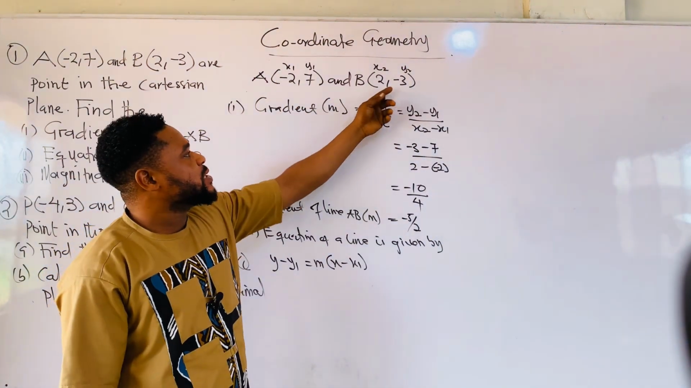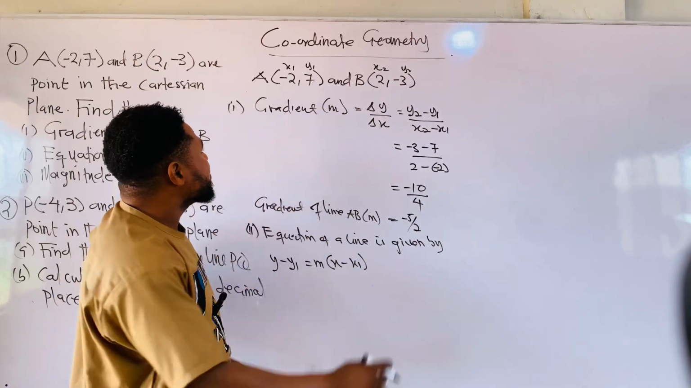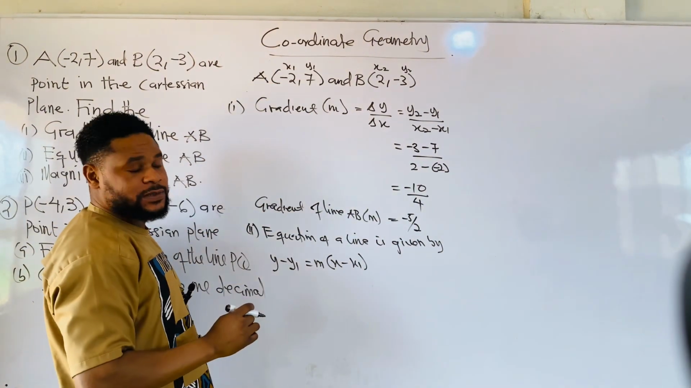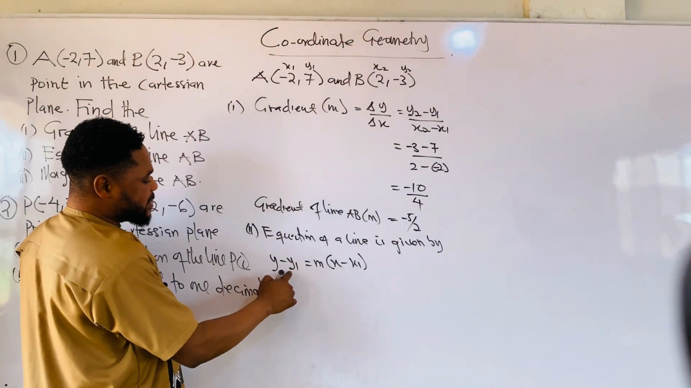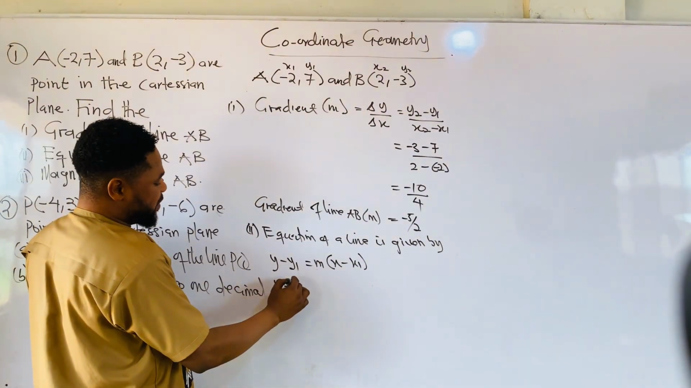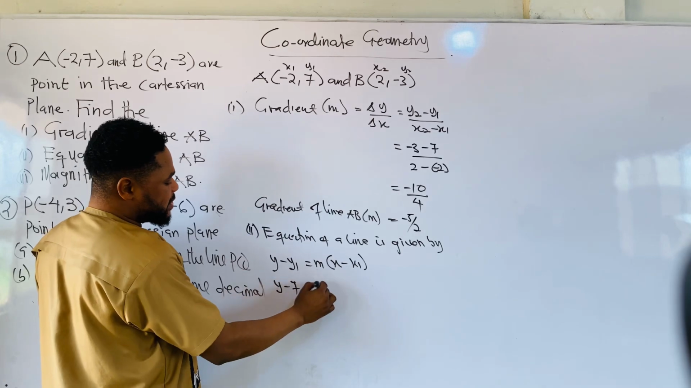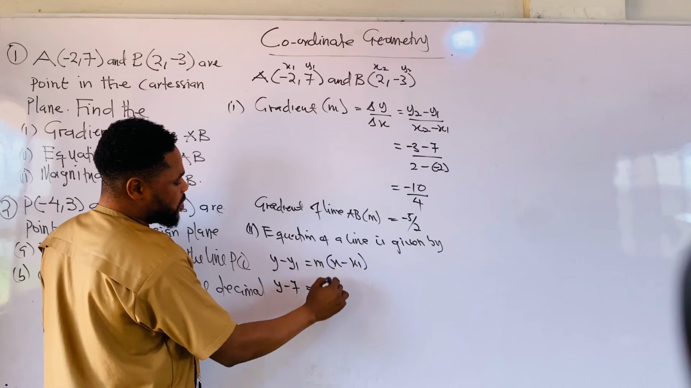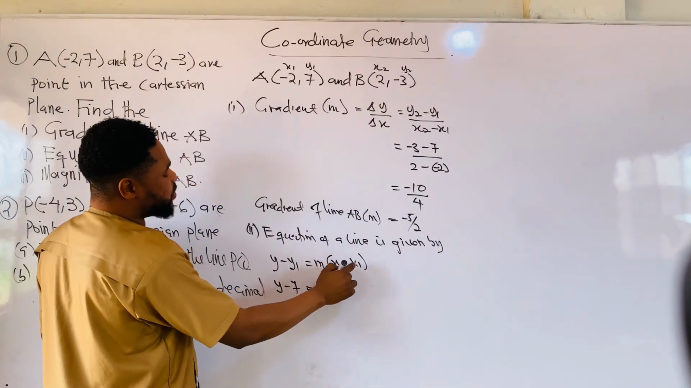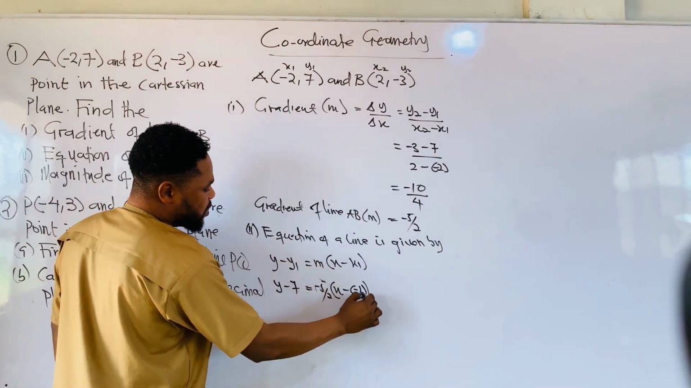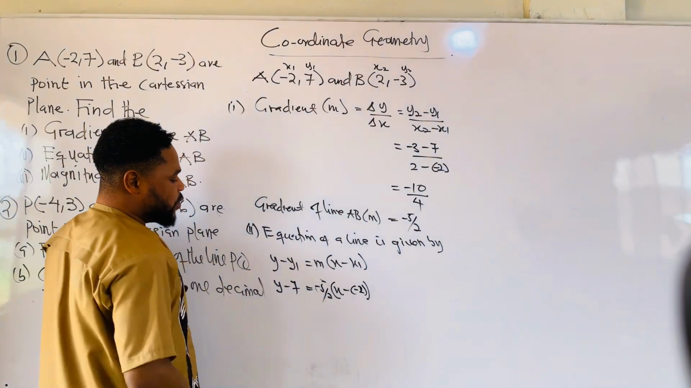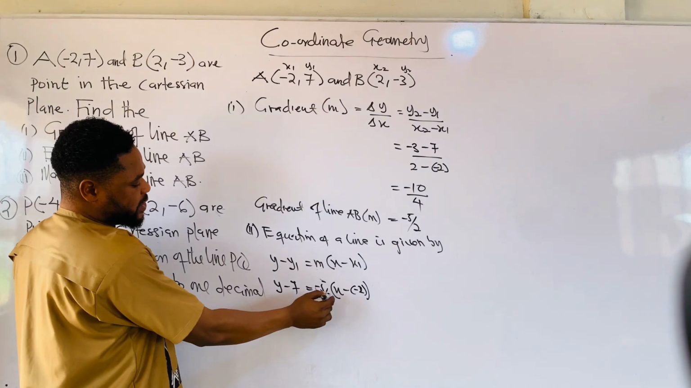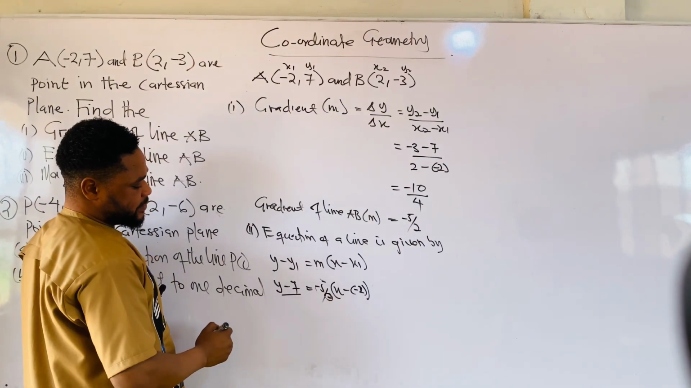We can also use this coordinate, all right? But since we have x1, y1 here, let us use this coordinate straight. So we have y minus y1 is 7. Our gradient is minus 5 over 2. Multiplying x minus x1, which is negative 2. So this is how we can fix the numbers into the formula.